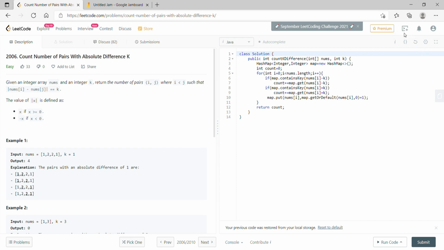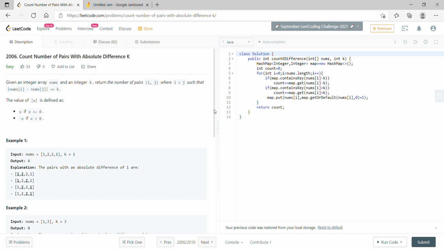Hello everyone. So today we'll be starting with a LeetCode challenge to count the number of pairs with absolute difference k. So basically we are given an integer array and an integer k, and we have to find the number of pairs i, j where i is less than j, such that the absolute value of nums i minus nums j is equal to k, and you obviously know what the absolute value of x means.